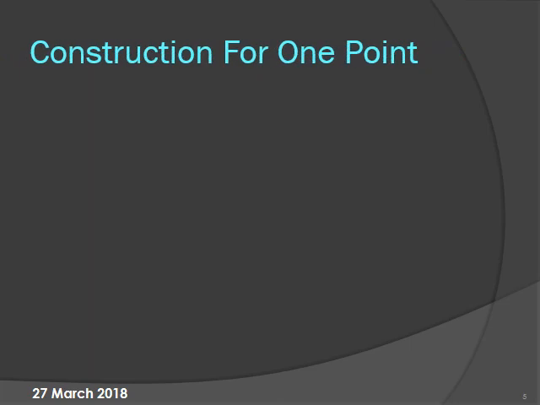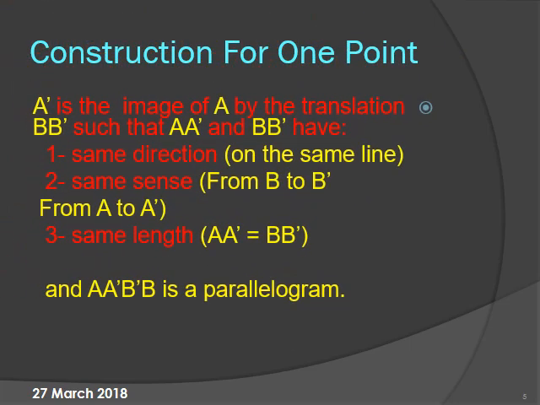Construction for one point. A prime is the image of A by translation vector B prime, such that A prime and B prime have same direction, same sense, same length, and A prime, B is a parallelogram.